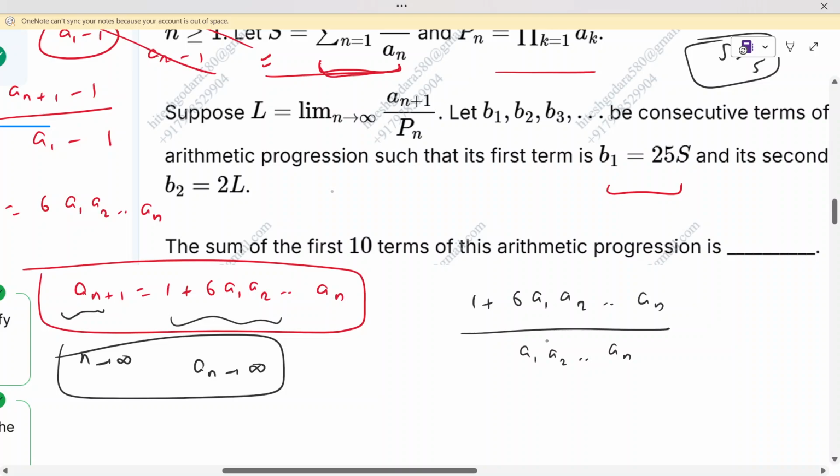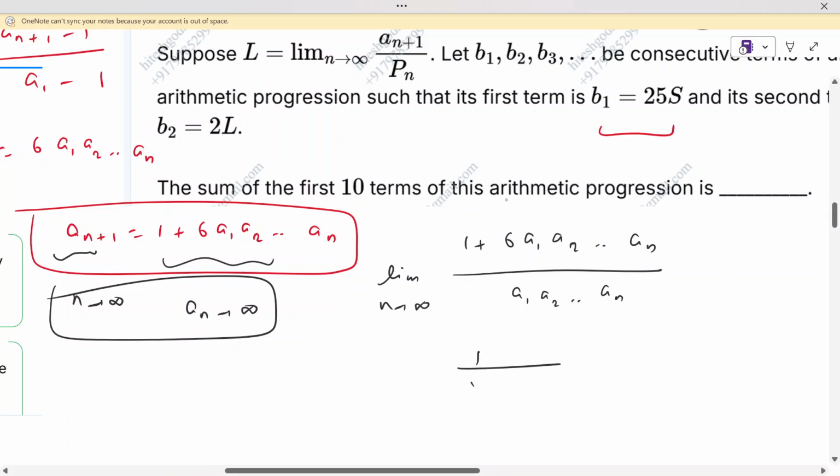Because this A1 A2 is infinity, right? So the multiple products are there. So that is when you take the limit as infinity. That's why I have to find the A. That's why I find An plus 1 in terms of Pn, okay? 1 by A1 A2 till An plus 6.